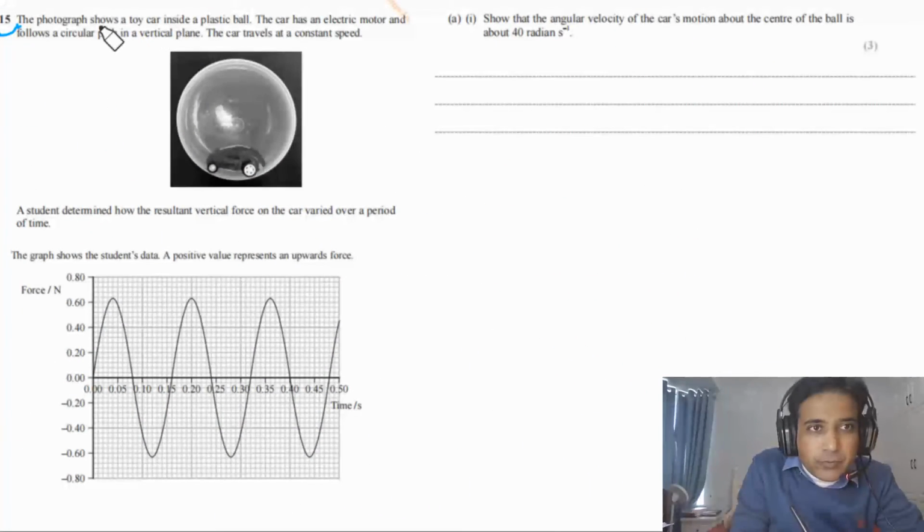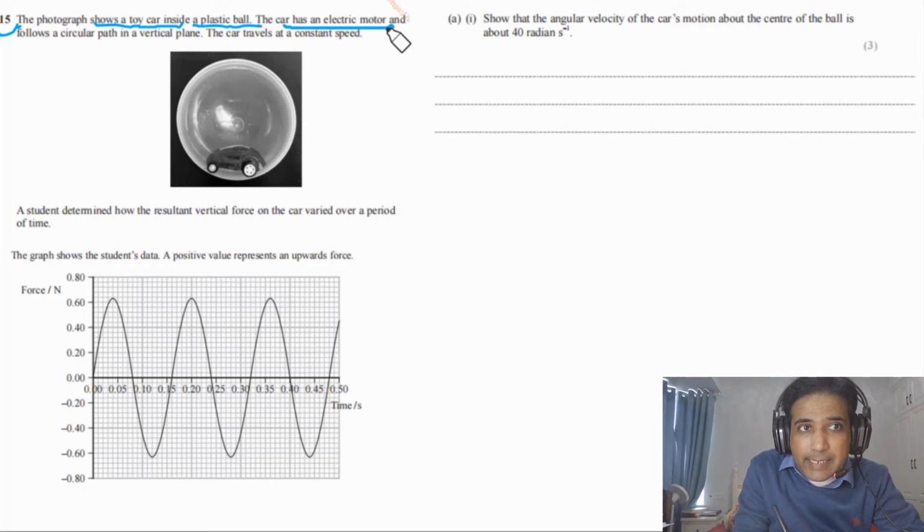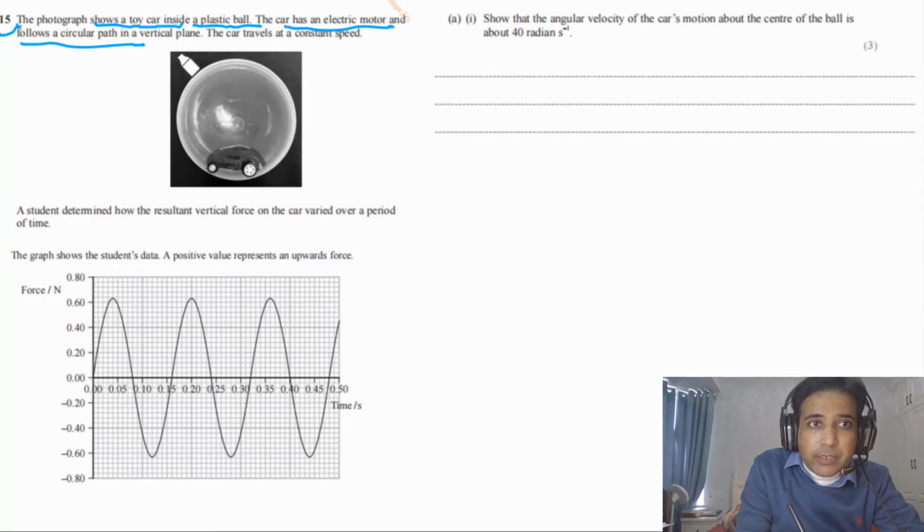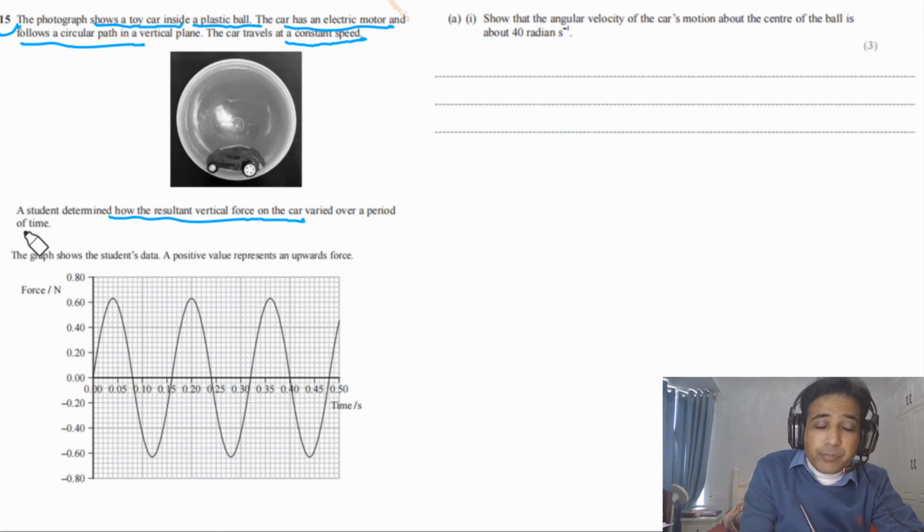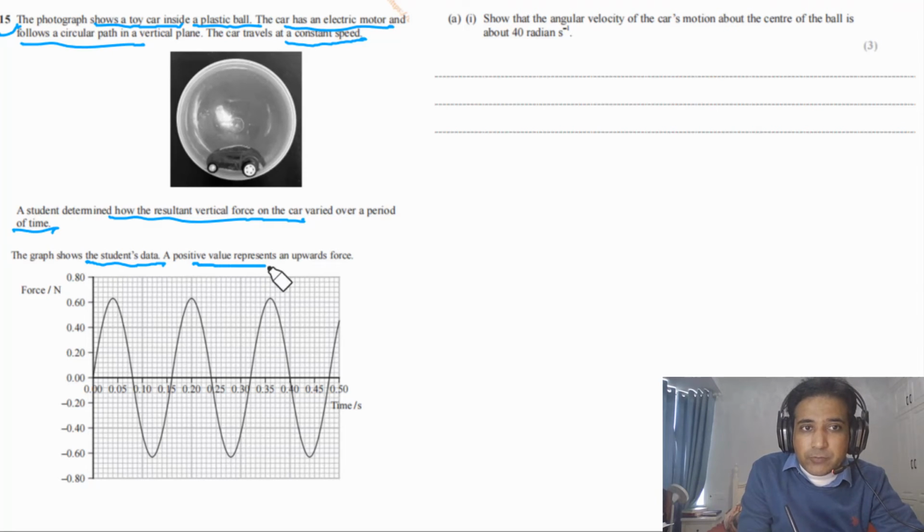Question 15 says the photograph shows a toy car inside a plastic ball. The car has an electric motor and follows a circular path in a vertical plane. The car travels at a constant speed. A student determined how the resultant vertical force on the car varied over a period of time. The graph shows the student's data. A positive value represents an upward force.